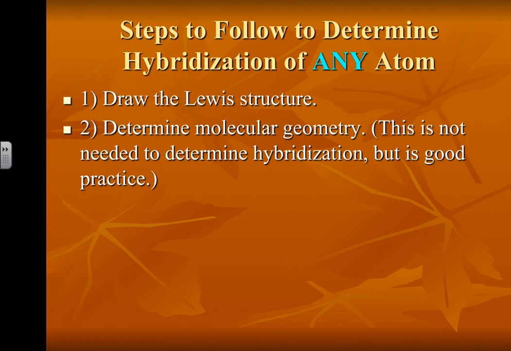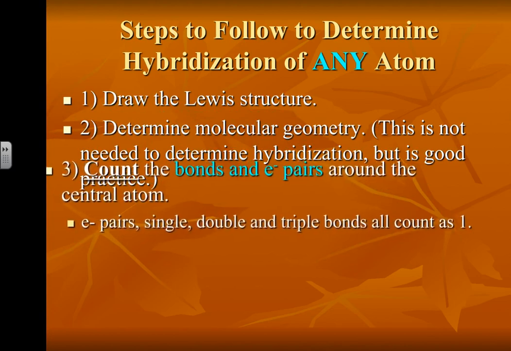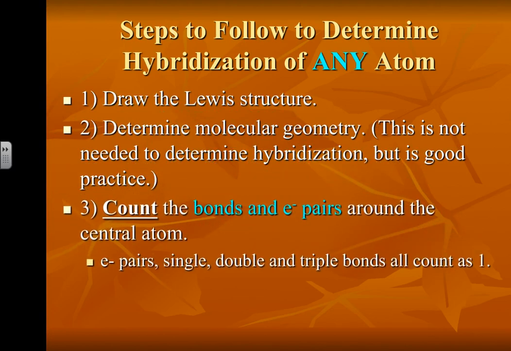So definitely got to draw the Lewis structure. After that, you will count the bonds and the electron pairs around the central atom. Electron pairs, single bonds, double bonds, and triple bonds all count as 1. Each one, you just count 1.